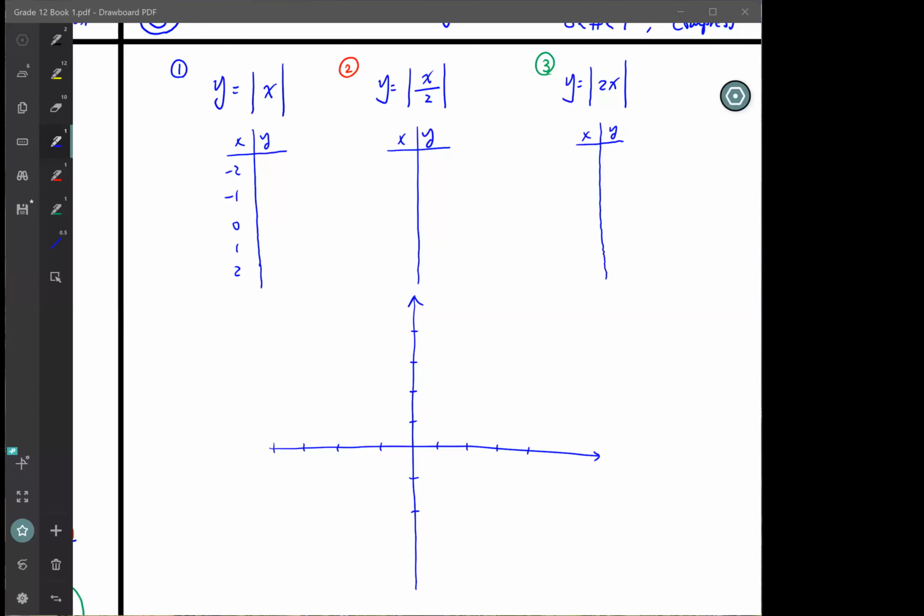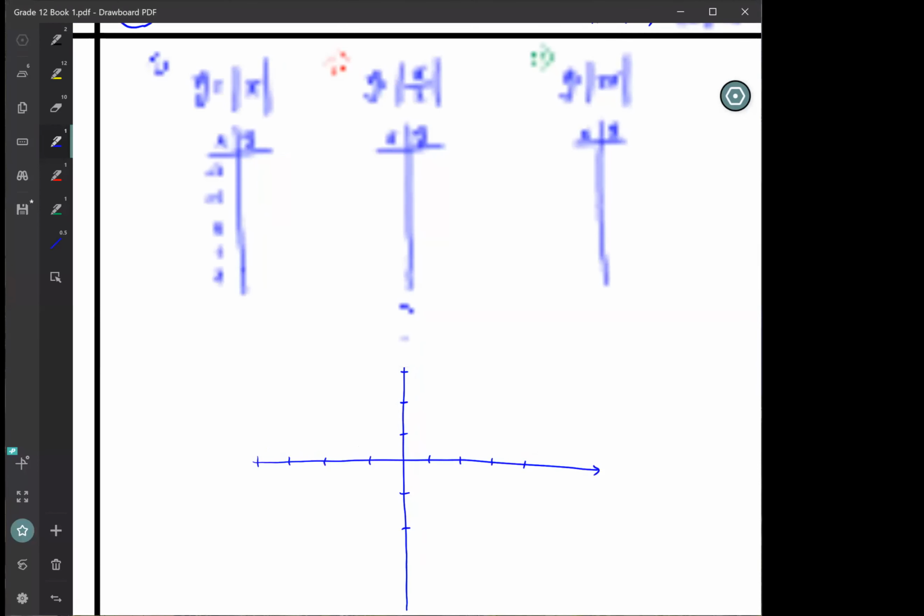So here I use the absolute value function as an example, and I give you three different ones. The first one is the basic one, it doesn't have any number attached to it. Number two has a 2 beneath, number three has a 2 multiplying it. So we will compare their graphs, and let's pretend we don't know about transformations and see what happens. Then we'll go back and understand the transformations, and maybe it will make more sense, okay?